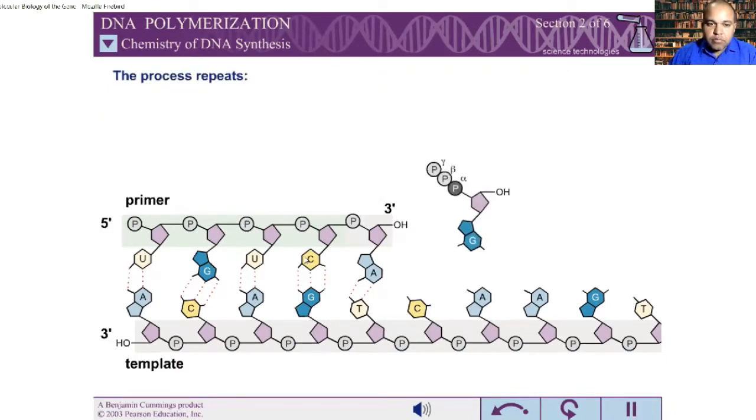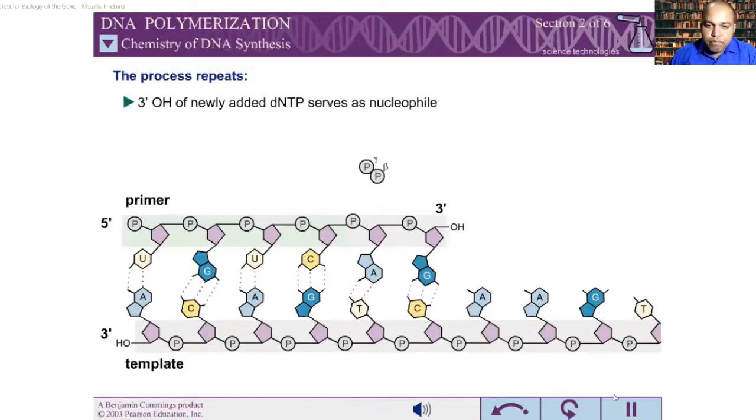The process can then be repeated with the 3' hydroxyl of the newly added dNTP serving as the nucleophile. So similarly, on the basis of complementarity, new nucleotides are going to be added. On the basis of complementarity, you keep adding new nucleotides opposite each base: at the place of cytosine, guanine; at the place of adenine, thymine; guanine, cytosine; thymine, adenine. This is how the process is going to be continued.